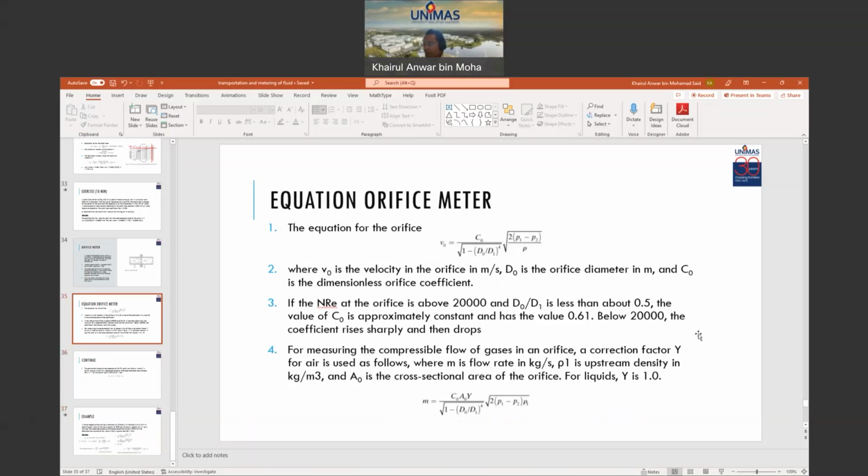If it's below 20,000, the coefficient C naught is not equal to 0.61 here.